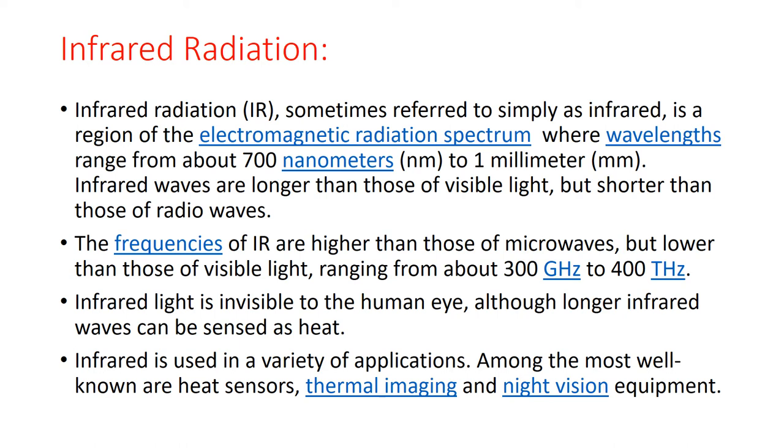And infrared radiation is invisible to the human eye, although longer infrared waves can be sensed as heat. It means that when infrared radiation falls on our skin, we can sense its presence as heat. But infrared radiation is invisible to the human eye. So we can use infrared radiation in a variety of applications, like thermal imaging, heat sensors, night vision equipment, and burglar alarms. It means we are using infrared radiation for security purposes also.